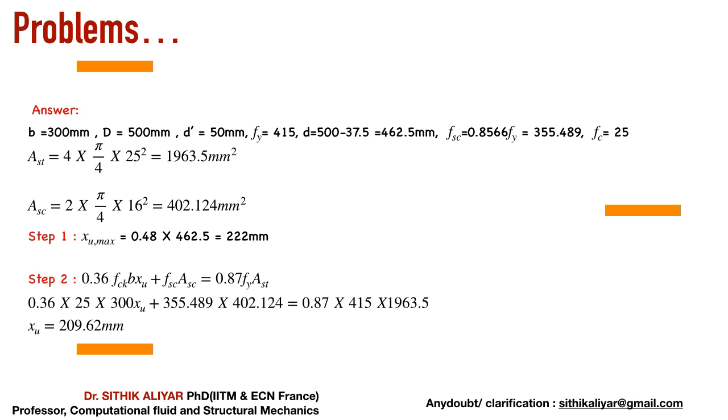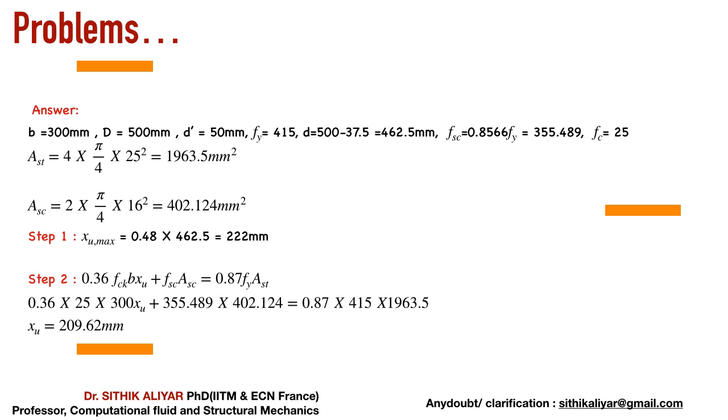You see, B is given, D is given, D dash is given, Fy is given, small d effective depth is given, FSC is given, FC is given, FCK is given, AST is given because 4 bars of 25 mm bars, ASC is given, 2 bars of 60 mm dia. Everything is given clearly. So, analysis problem, I hope I told you clearly.